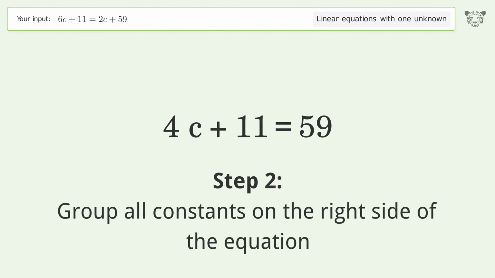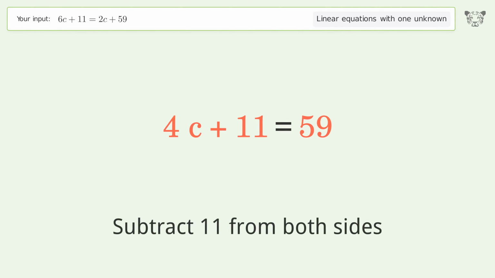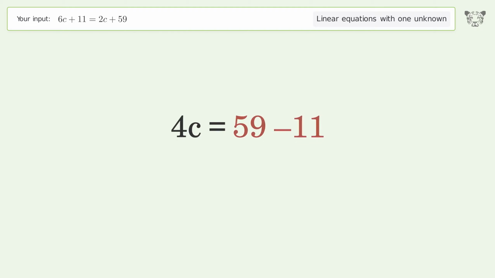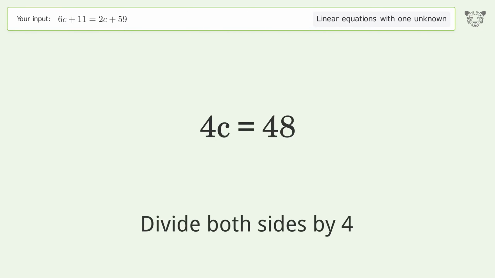Group all constants on the right side of the equation. Subtract 11 from both sides. Simplify the arithmetic. Isolate the c. Divide both sides by 4.